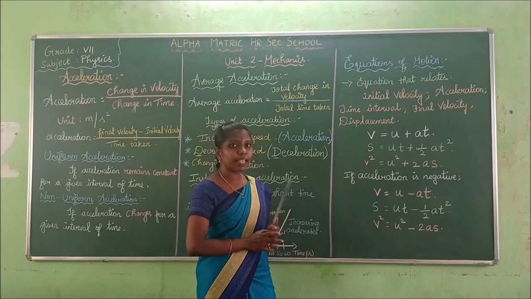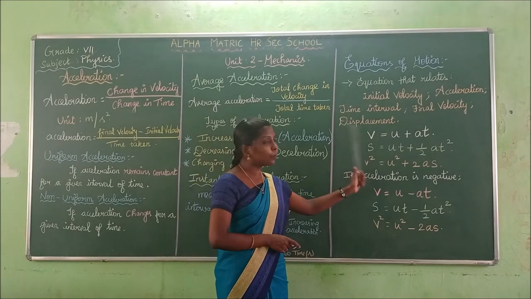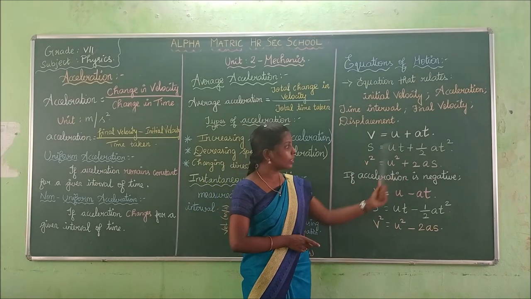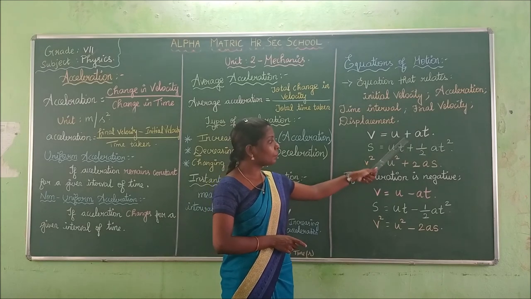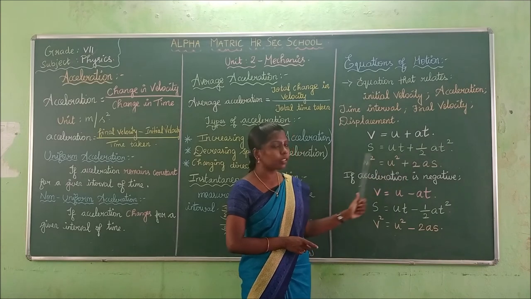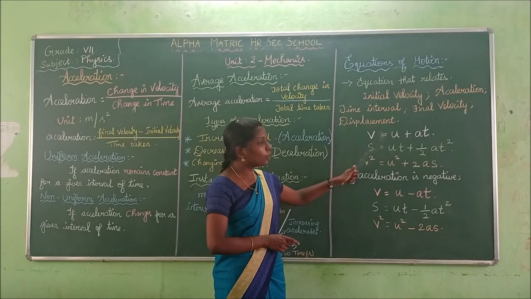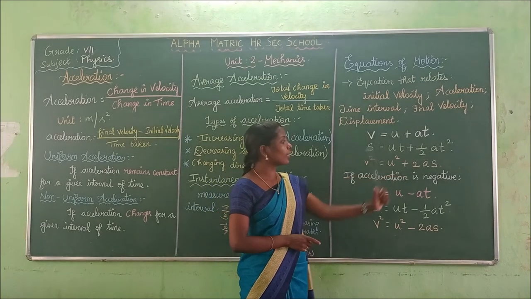Next, what is S? S is your displacement. S is equal to UT plus half AT square. U is your initial velocity, T is your time taken, plus half acceleration into time square. This is the formula to calculate displacement.